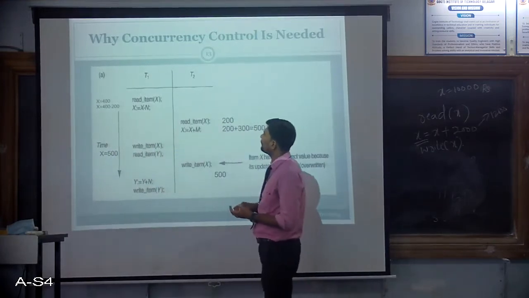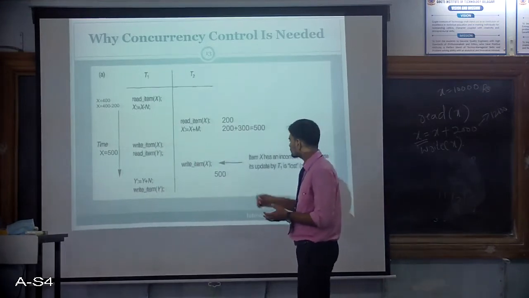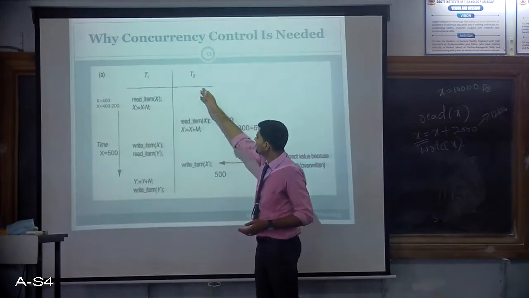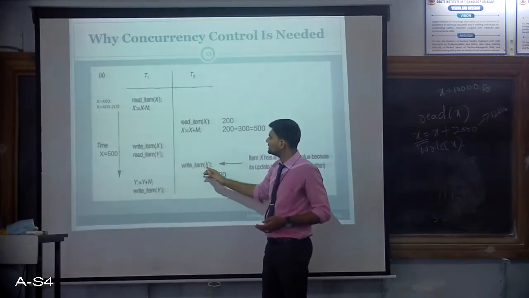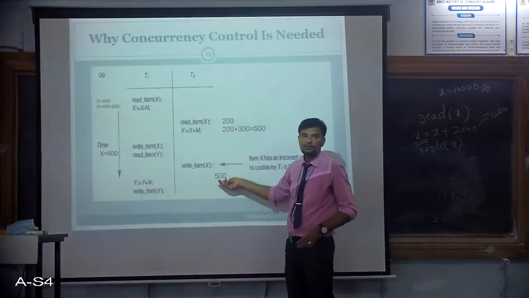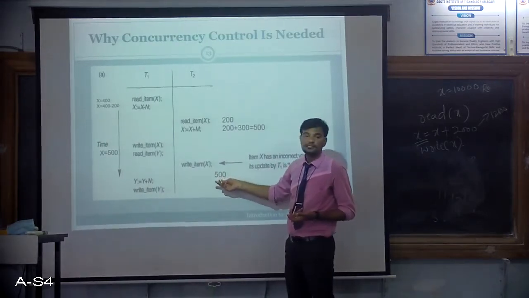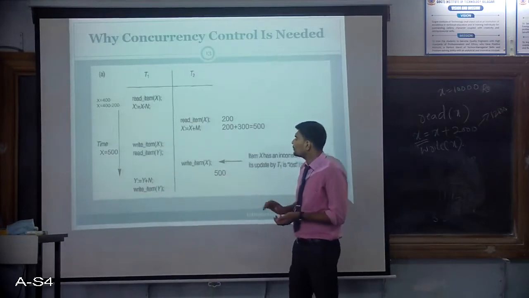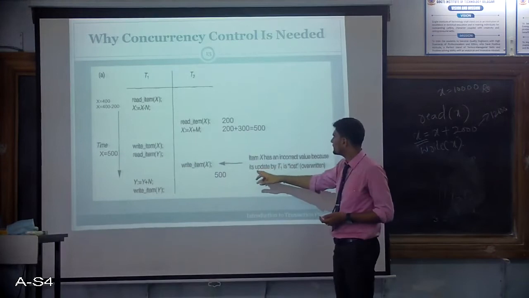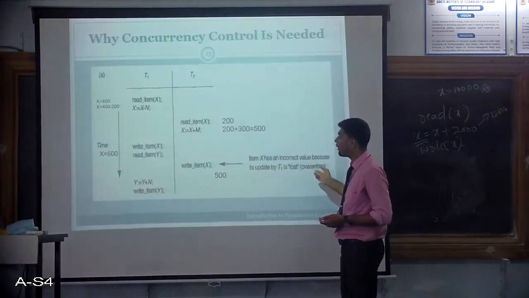So what problem has occurred here? Again, it is reading the item Y, and transaction T2 executes and writes item X. Write item X is 500. So here item X has an incorrect value because the update made by T1 is lost or overwritten.